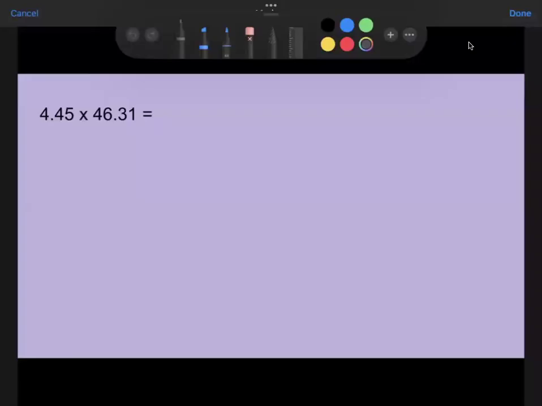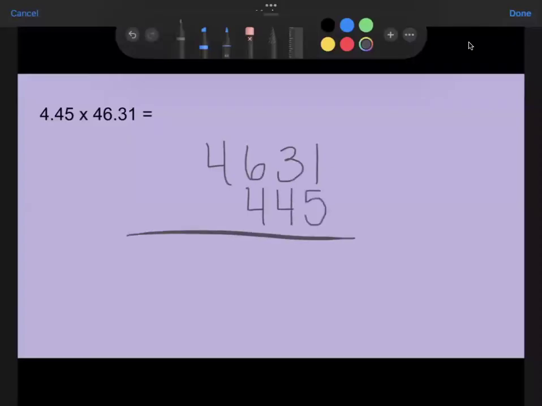Now, what I might do is take that second number, since it has more digits, and put it on the top if I'm going to use standard algorithm. So I'm going to rewrite that as 4631, taking the decimal out. And then I'm going to put the first number right under that. So 445. The reason I do this is because when you use standard algorithm, you want the number with the most digits on the top.